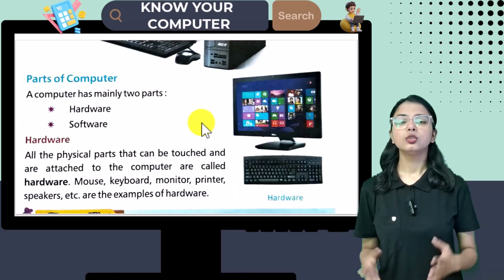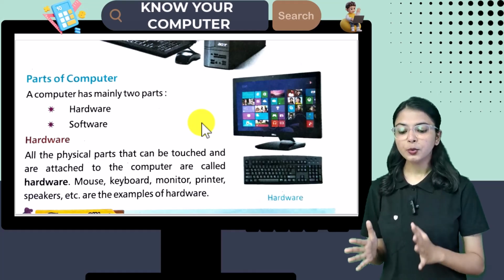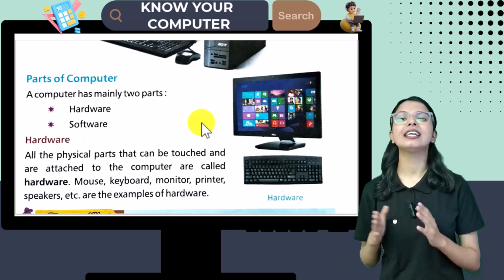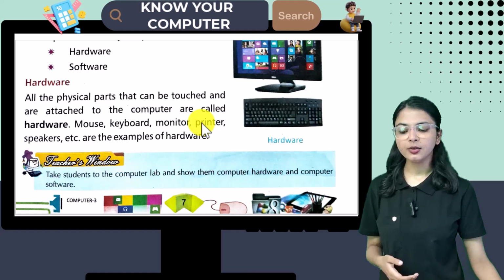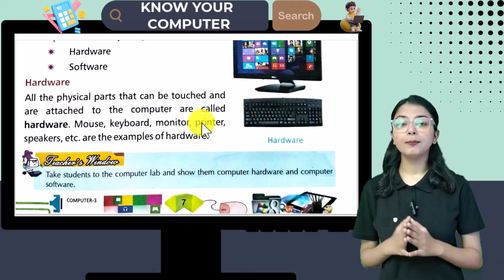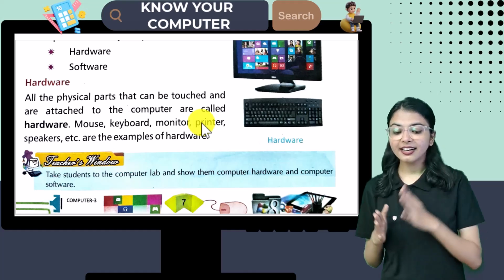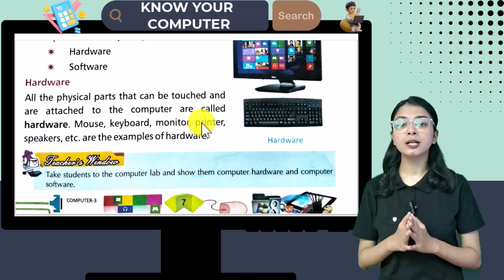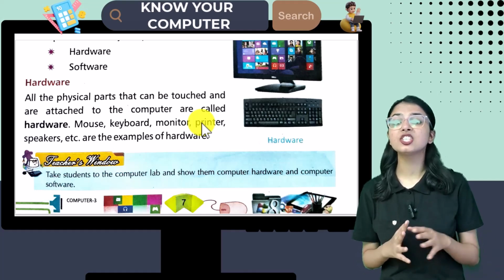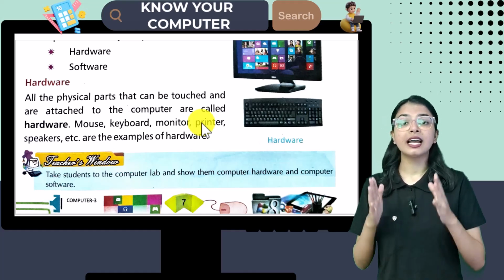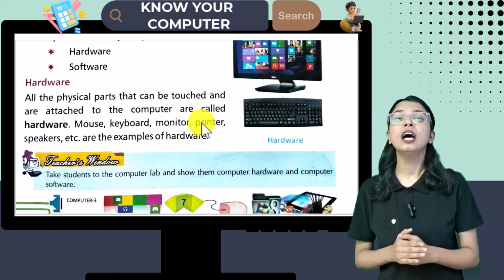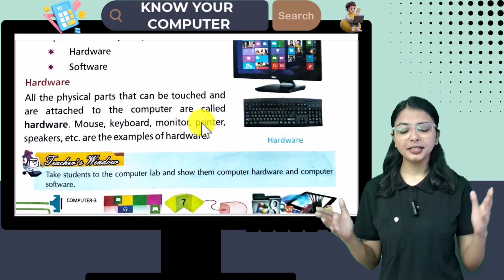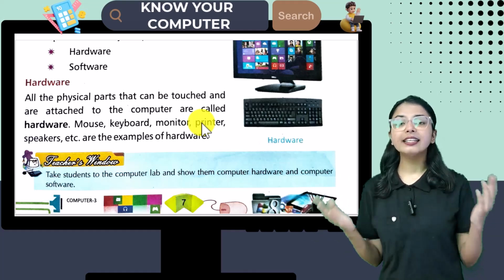Okay, students. So what are the parts of computer? Computer has mainly two parts. First is hardware and second is software. So what is hardware? All the physical parts that can be touched and are attached to the computer are called hardware. Physical parts means the objects which we can touch and feel. Mouse, keyboard, monitor, printer, speaker, etc. are the examples of hardware.